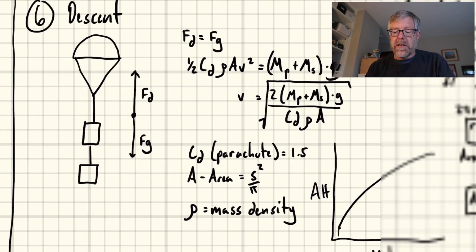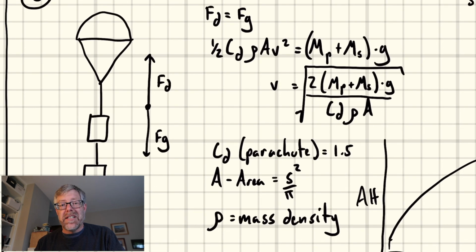Once the balloon pops, we start descending. The descending is much easier because you're just in terminal velocity, where the drag force is equal to the gravitational force. And so we still have the drag force here, which is exactly the same as before, except a few things are slightly different. The drag coefficient is now 1.5 because that's the drag coefficient of a parachute. The area is the area of the parachute, which I'll go over in a minute. The mass of everything now doesn't include the balloon because the balloon shredded. You can just use this formula to give you the velocity.